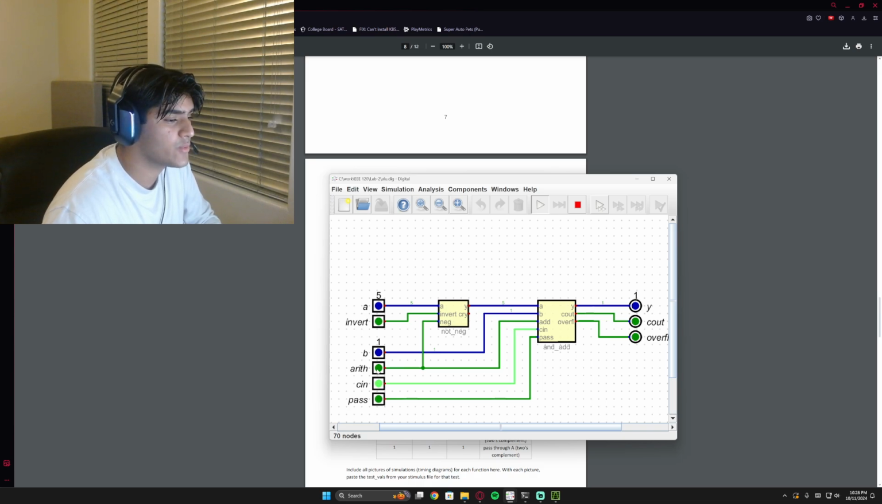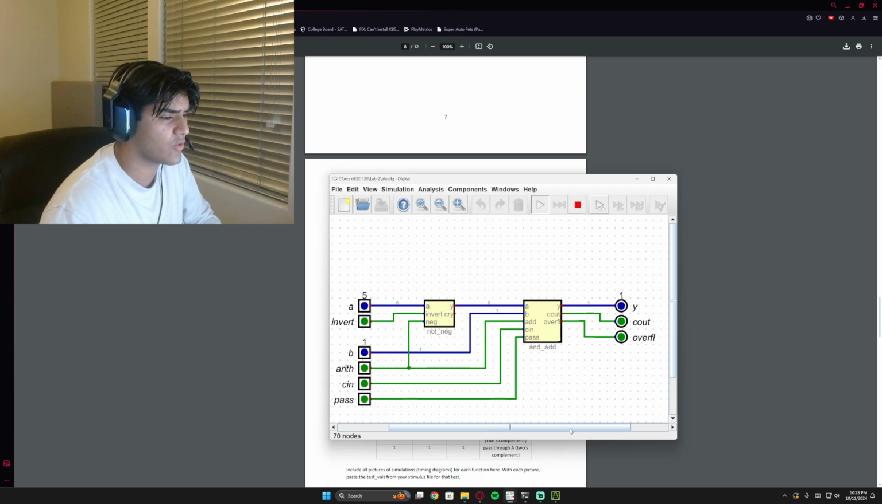If we were to do a carry-in with the arithmetic, then we would get the same answer as we did before with 5 plus 1, which would be 7. And if we were to do an invert, it would just be B plus 1, which is C, plus 1 because of the carry-in, which is D. That's it.